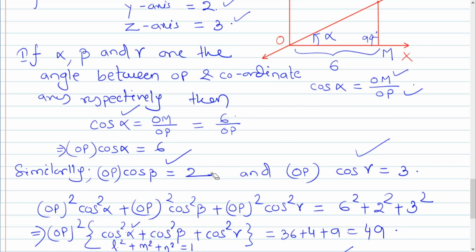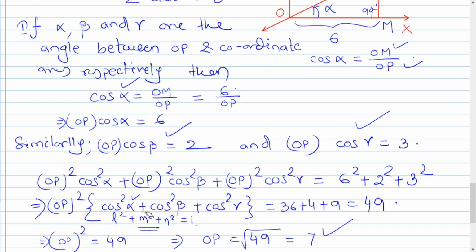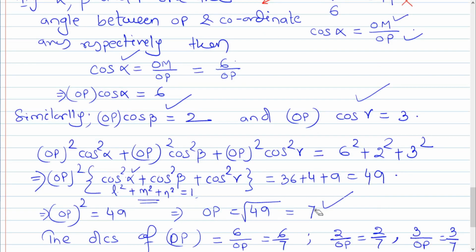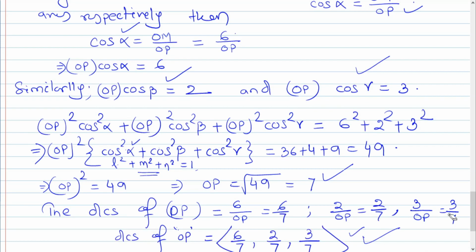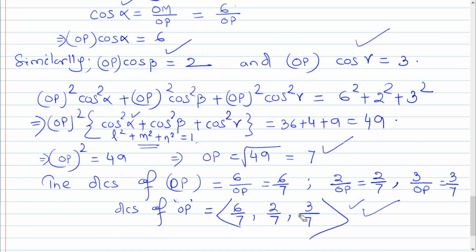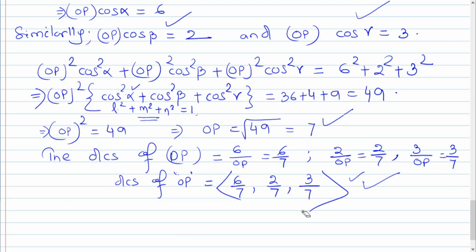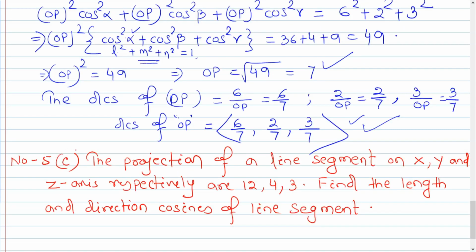So we add 6 square, 2 square, 3 square. OP square is common, with cos square alpha, cos square beta, cos square gamma. So L square plus M square plus N square is 1. So this is 36 plus 4 plus 9, that is 49. Root over 49 is 7. So the DCs of OP are 6 by 7, 2 by 7, 3 by 7. Okay, understood.